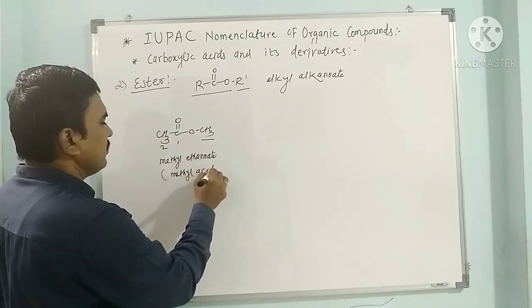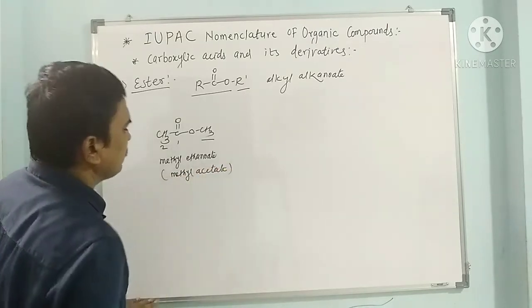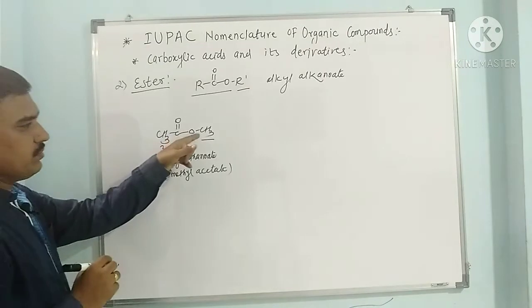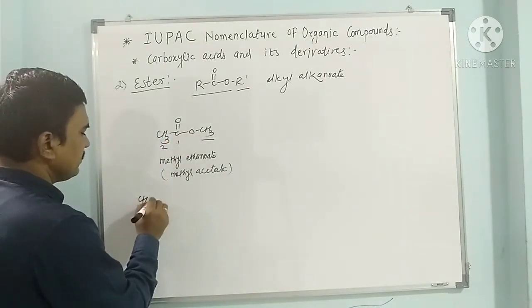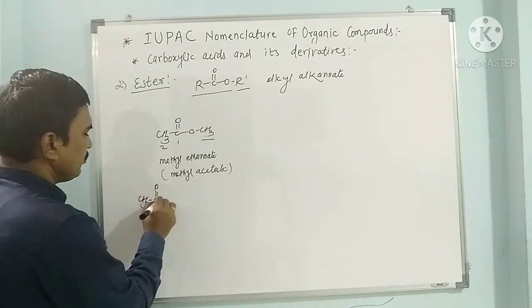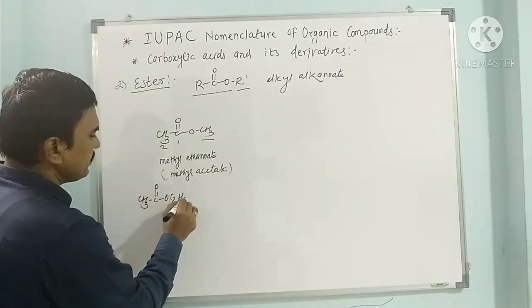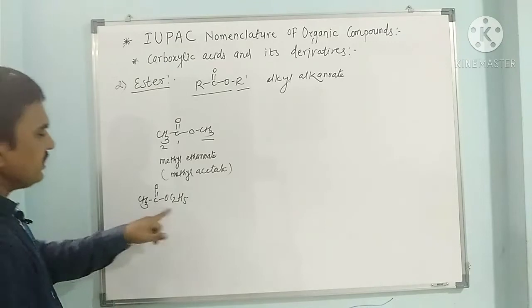Methyl acetate. If we replace this methyl by ethyl, then it is ethyl acetate, CH3 C double bond O C2H5. So this is ethyl ethanoate.